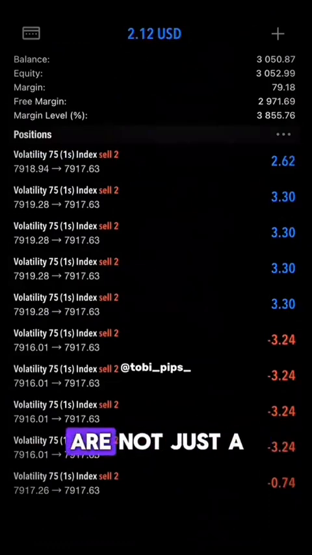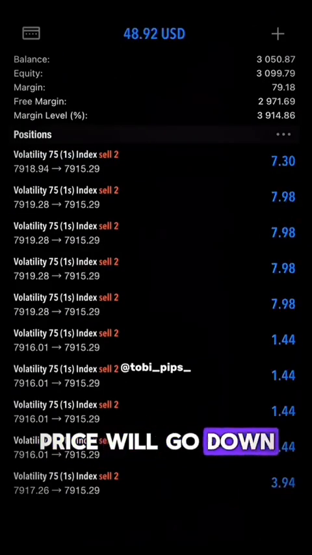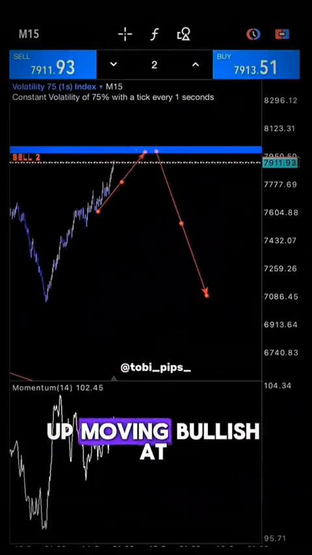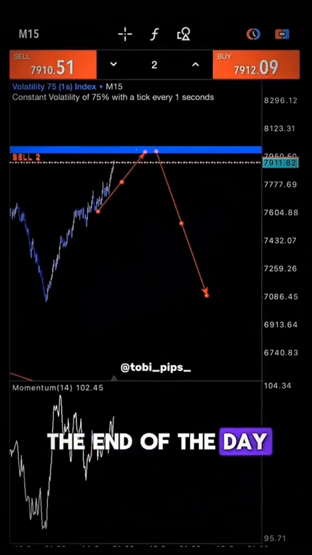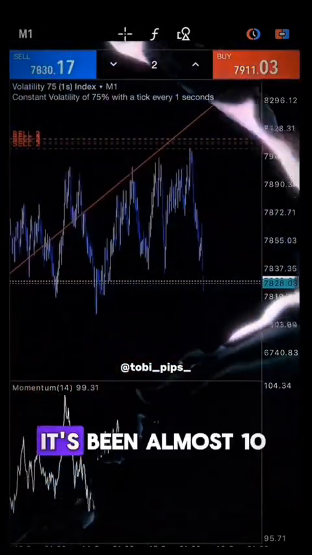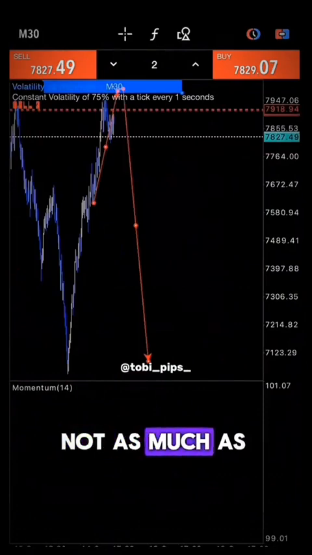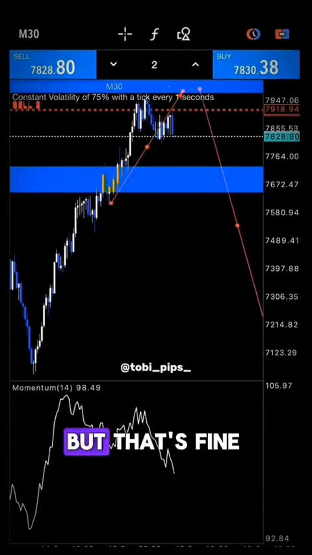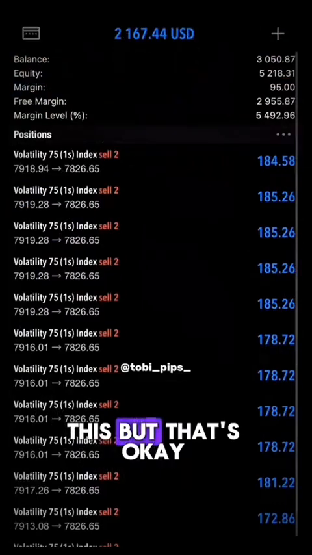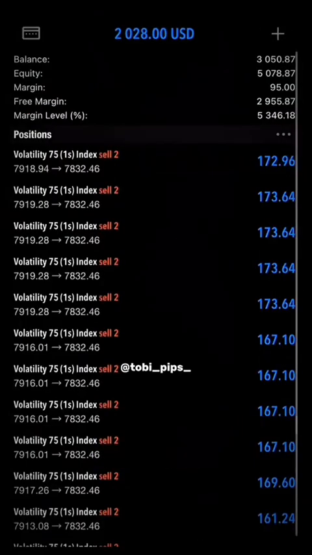Okay, to be honest, these are not just a few short positions, but I believe the price will go down, so we should make some profit from this. The market may end up moving bullish at the end of the day, but I believe it should move bearish at this point. It's been almost 10 hours and price has moved down. Not as much as I would have wanted it to move, but that's fine. I was expecting it to move quicker than this, but that's okay. I'll close all the positions and take my profit.